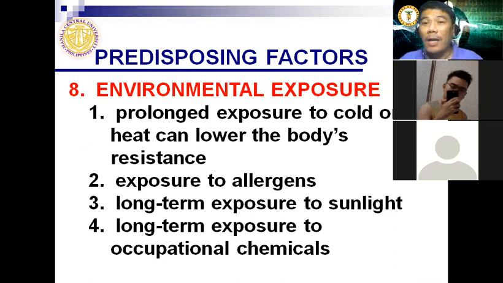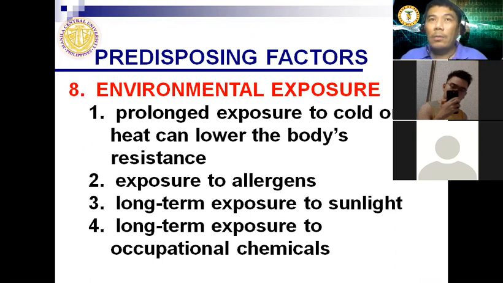Another is exposure to allergens. For example, if the client has a history of asthma, you will be told you are predisposed to asthma attack if you're exposed to allergens such as pollutants, such as dust. Long-term exposure to sunlight, as what I've told you before, could be a predisposing problem to autoimmune diseases. Those who may have lupus, those who may have HIV, those who may have other autoimmune diseases, kidney problems. So another is too much exposure to sunlight may also cause skin problems. So you are predisposed.